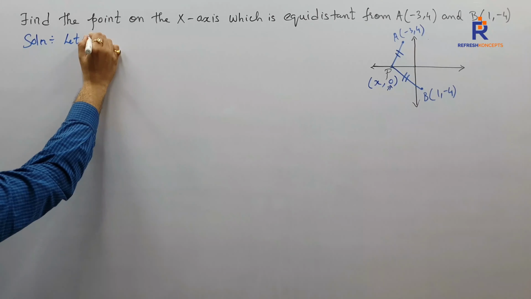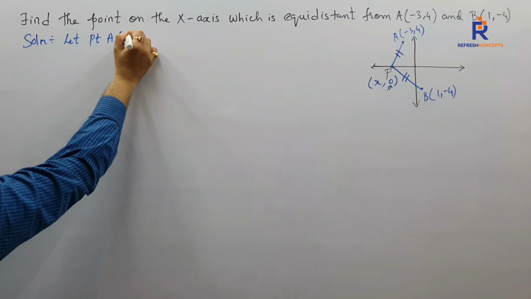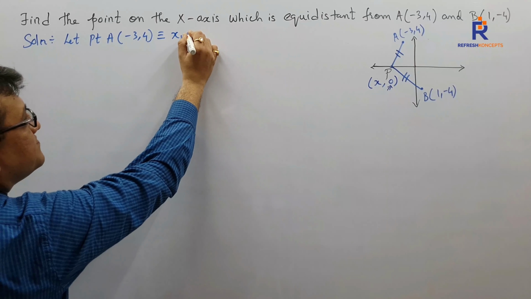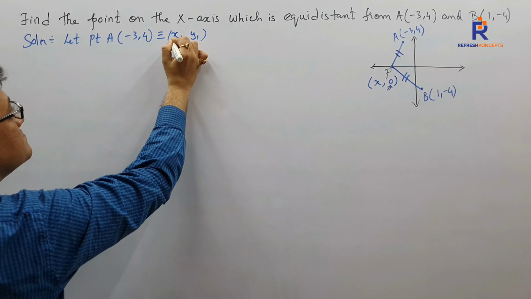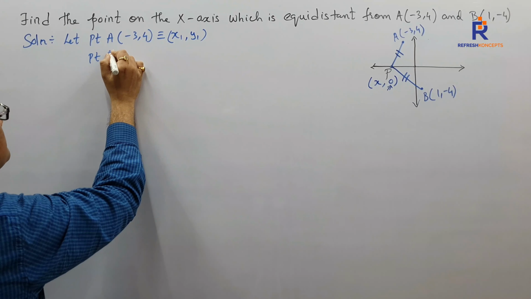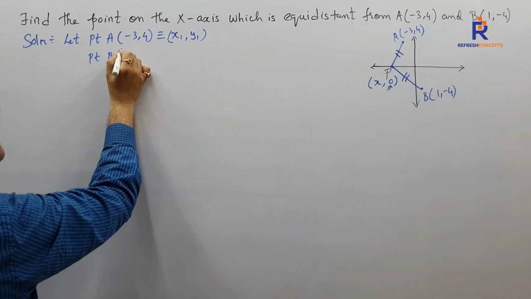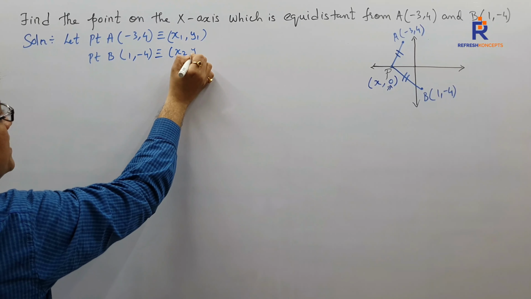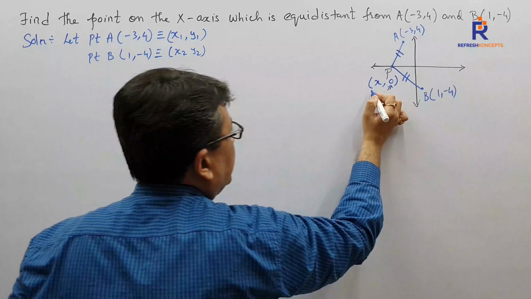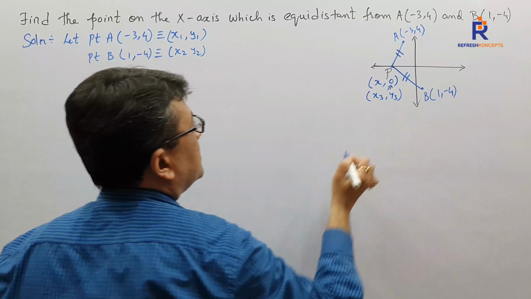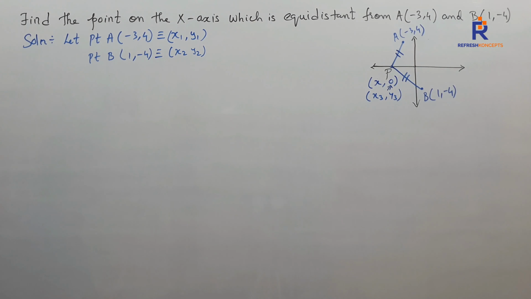Let point A, which is (-3, 4), be (x1, y1). Next, point B, which is nothing but (1, -4), be (x2, y2). Let this be (x3, y3).